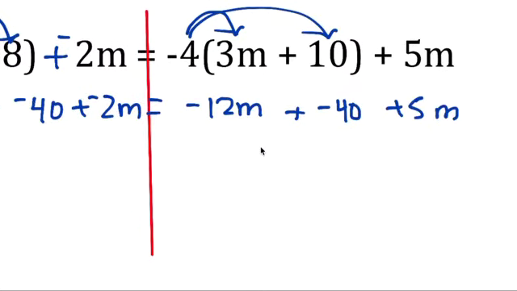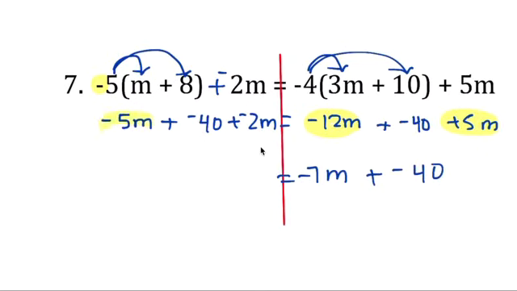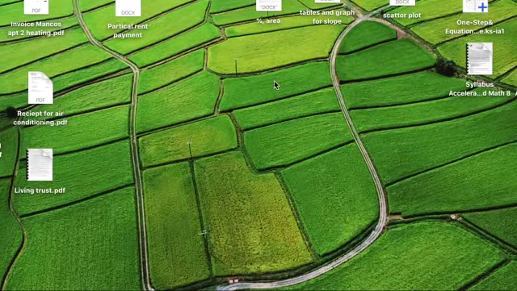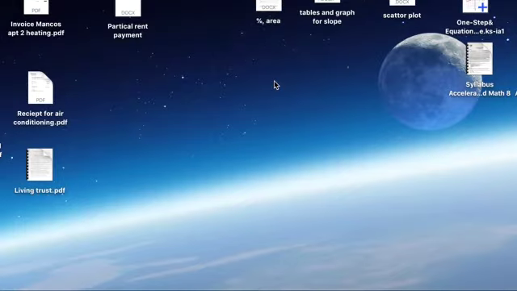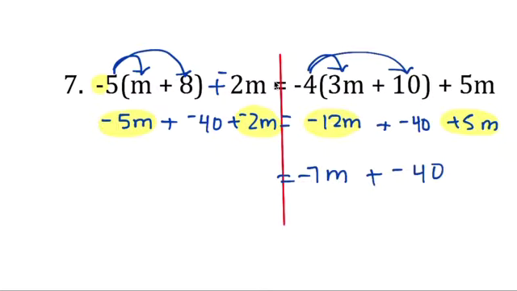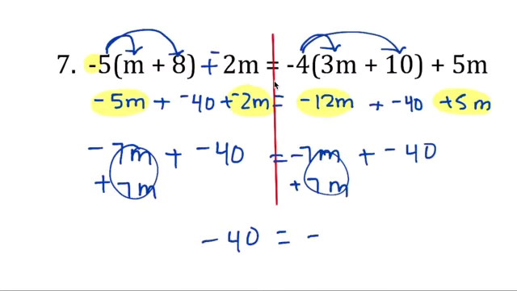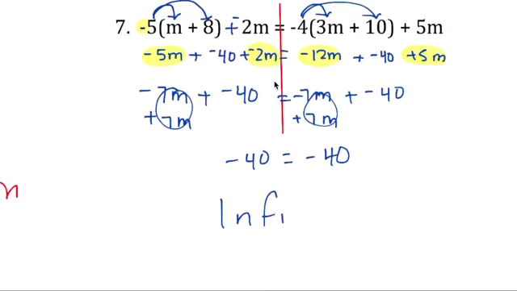plus a 5m. Combine these, they are alike. You subtract them, 7m. Negative because the bigger absolute value number is negative. Negative 5. Negative 2m, uh-oh, I lost it. Bring it back. Come on. There we go. That gets you negative 7m plus negative 40. Again, exactly alike. Add 7m, add 7m. Got 0 plus negative 40 is negative 40. Again, infinite solution.